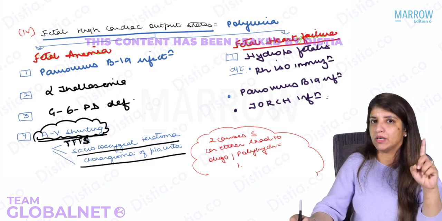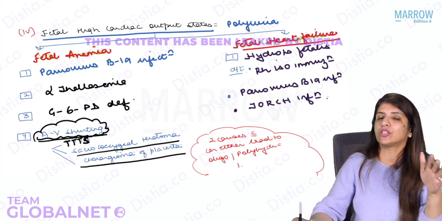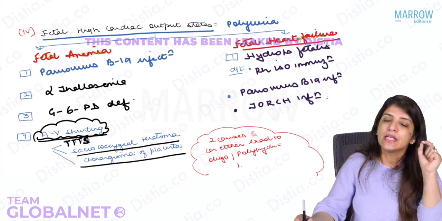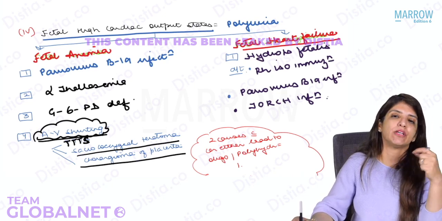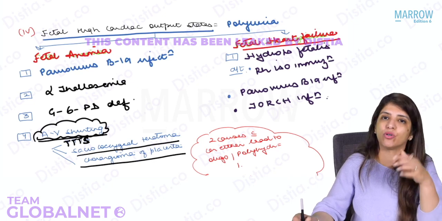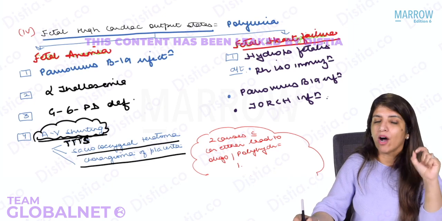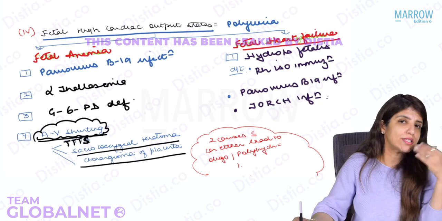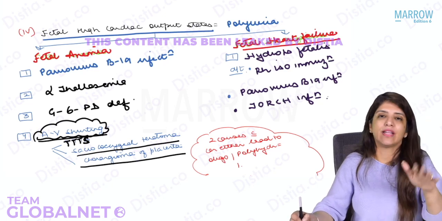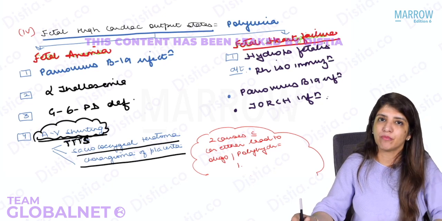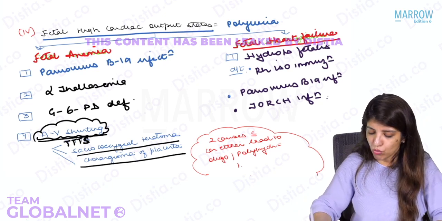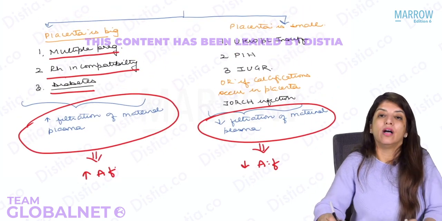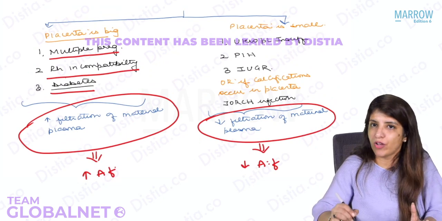Now, please remember that like I told you, twin-to-twin transfusion syndrome can be a cause of oligohydramnios and polyhydramnios. Similarly, torch infections can be a reason for polyhydramnios and oligohydramnios. How? See, just now I told you that torch infections can lead to hydrops fetalis, and because they can lead to hydrops fetalis, that is why they can lead to polyhydramnios. On the other hand, if you go back to the place where I was explaining to you about how does placenta affect amniotic fluid?